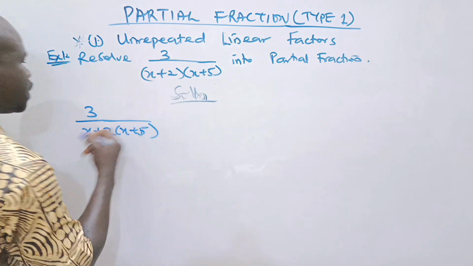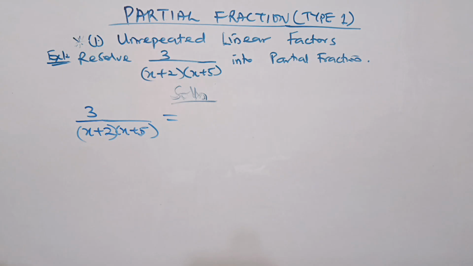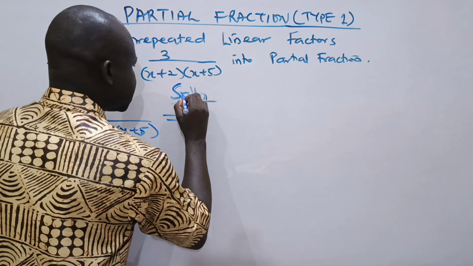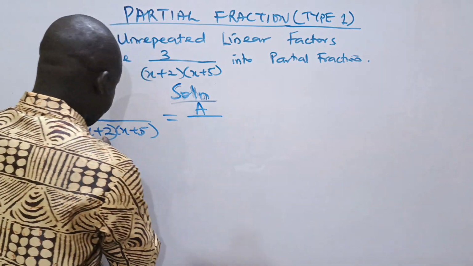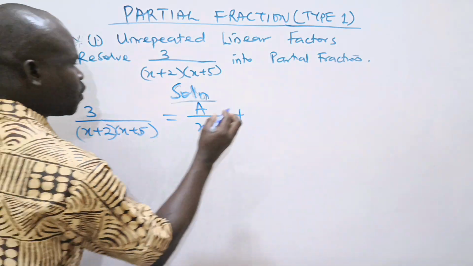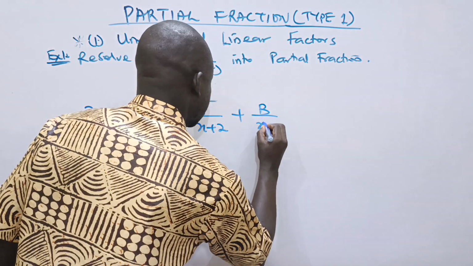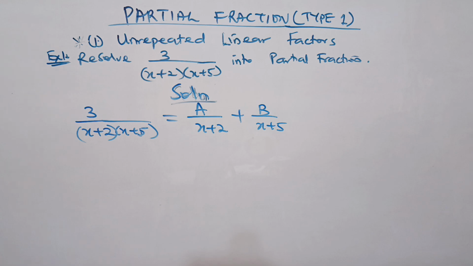The method of resolution under this, since we have two different linear factors at the denominator, is that we split it. I'll pick the first one. I will say A all over the first factor, x plus 2, then plus the second factor, B all over x plus 5. That is what we are going to have.